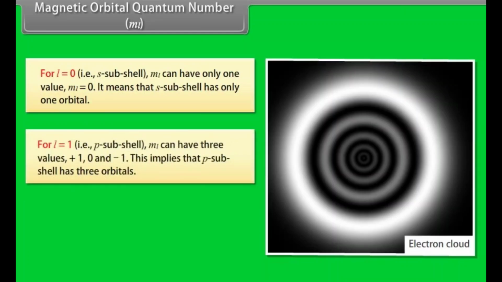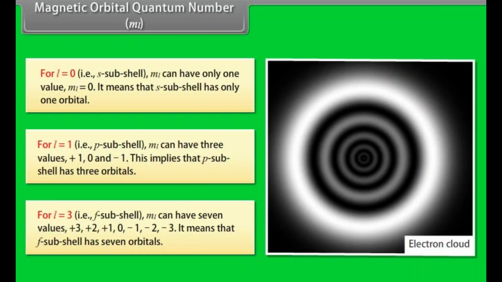For L equal to 1, ML can have three values, plus 1, 0 and minus 1. This implies that the p subshell has three orbitals. For L equal to 3, ML can have 7 values, plus 3, plus 2, plus 1, 0, minus 1, minus 2, minus 3. It means that the f subshell has 7 orbitals.